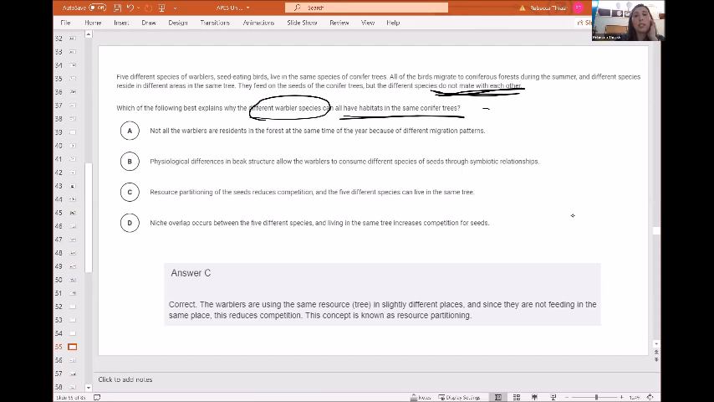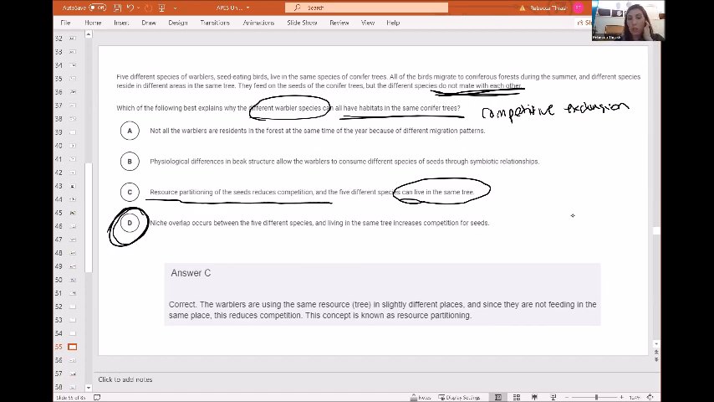Because what we should see is competitive exclusion, right? But if they have resource partitioning, right? Some of them eat this, some of them eat these things, then you can have these species live in the same tree. Now, D, this is competitive exclusion. This is the niche overlap that we were talking about. This is definitely going to increase the competition for those seeds.